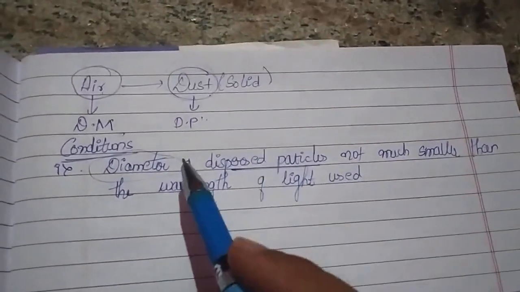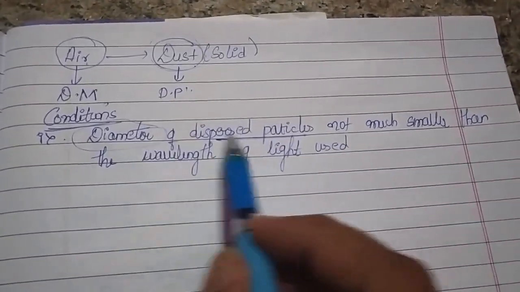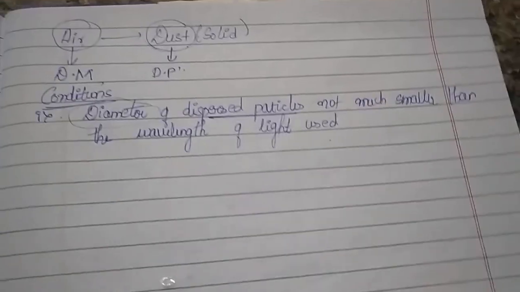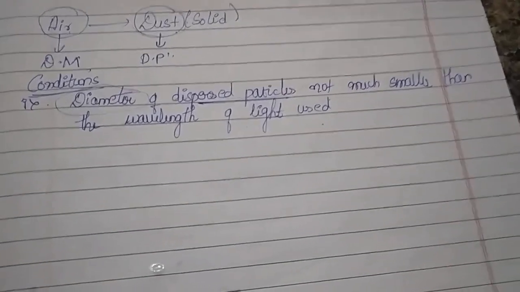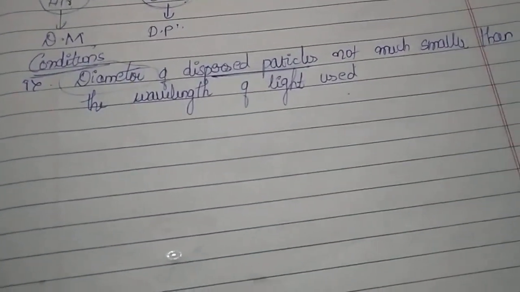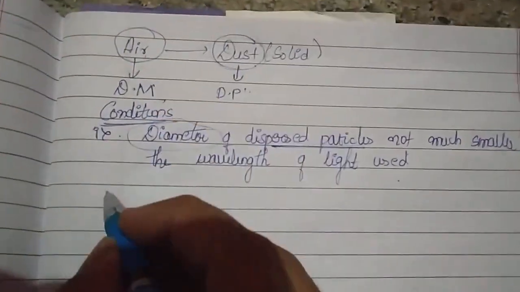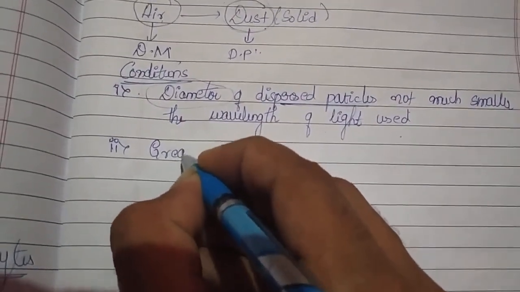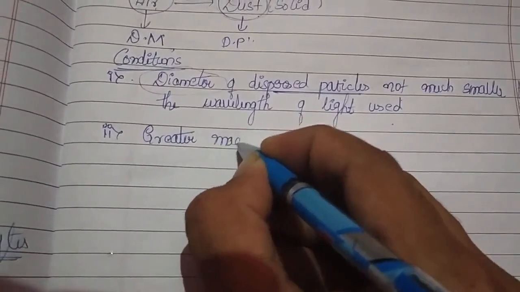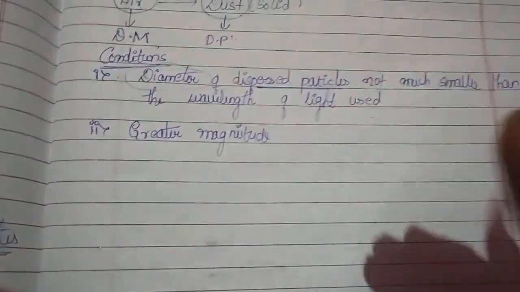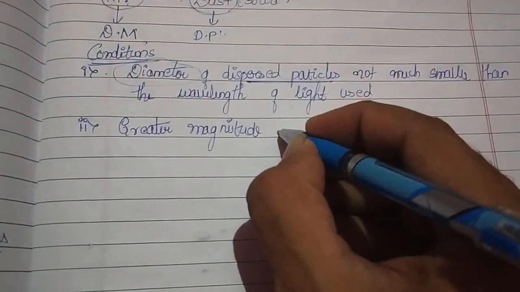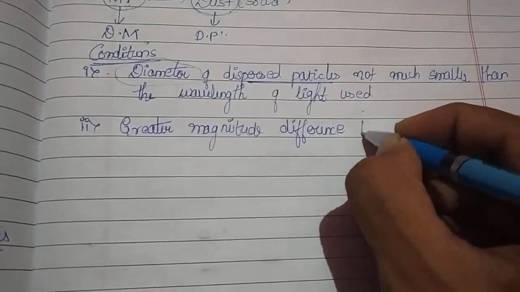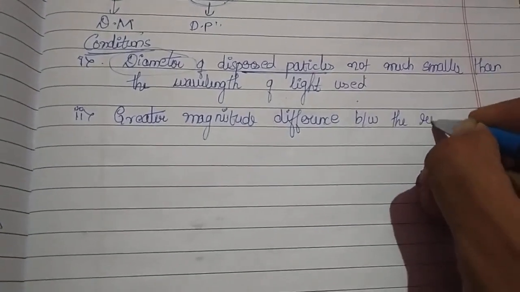Why is it so? Because it is only when the dispersed particles' diameter is not so much smaller than the wavelength of the light that your dispersed phase particles will have the capability to scatter the light. Is this the only criterion? No. The second most important criterion, remember: there should be a greater magnitude difference between the refractive indices.